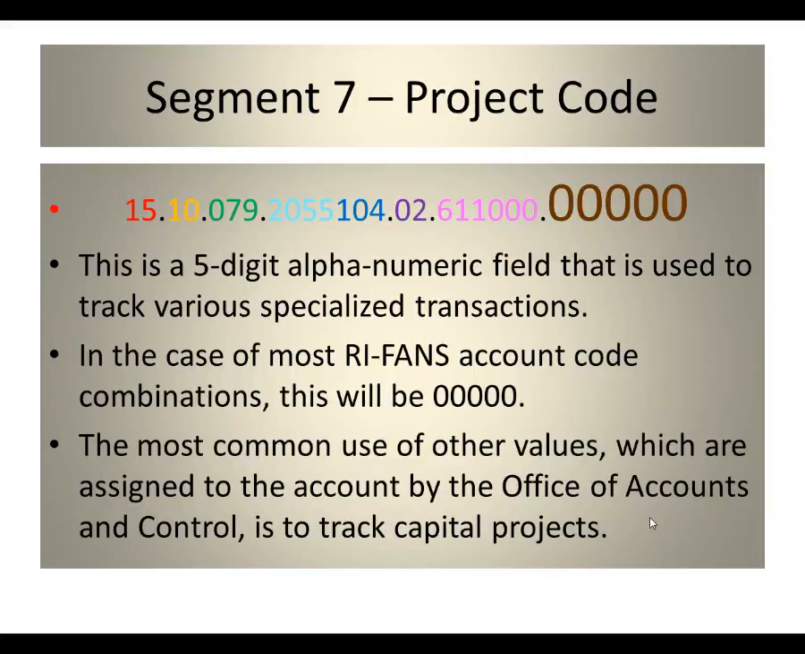In these cases, alphanumeric project codes are assigned by the Office of Accounts and Control in accordance with the construction and process procedures as outlined in the Facts Manual on the Controller's website. This concludes the presentation on the structure of account numbers in the state's RIFANS system.